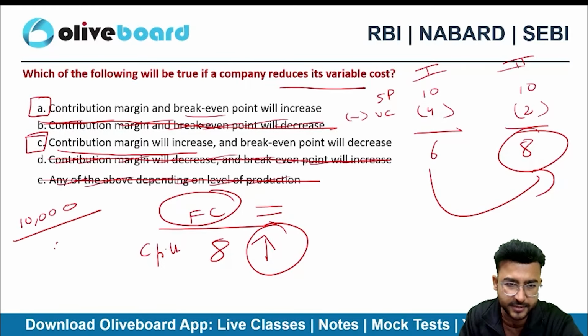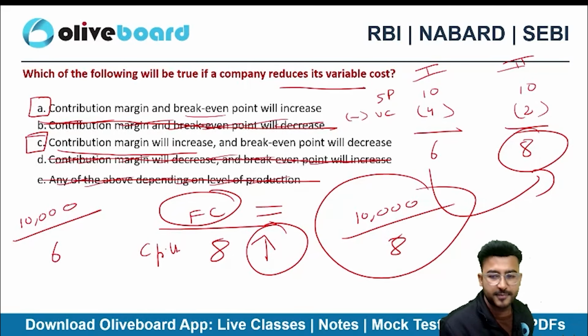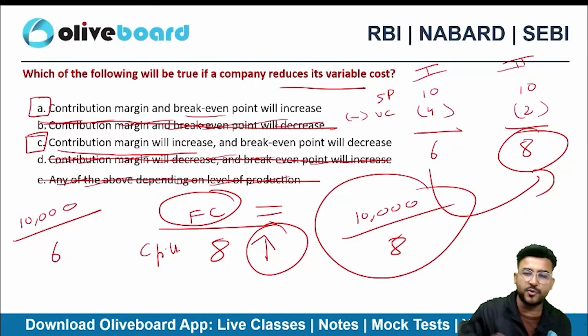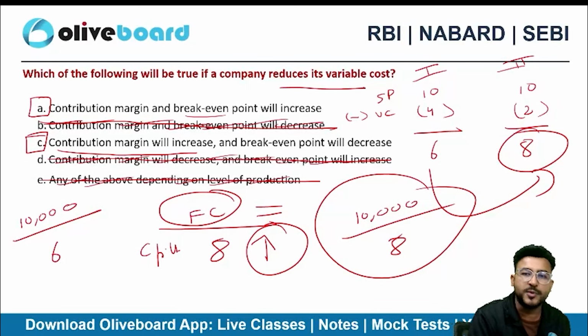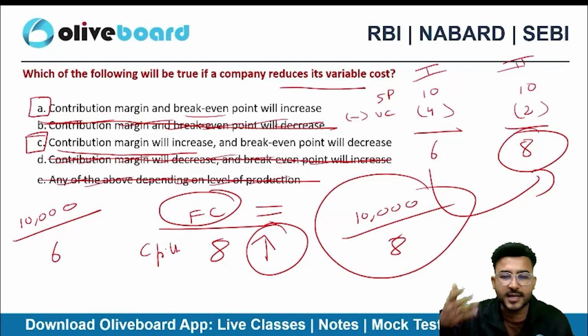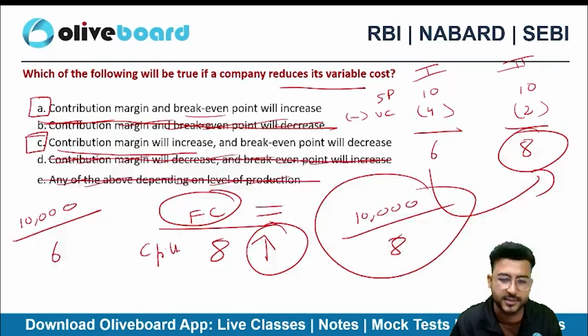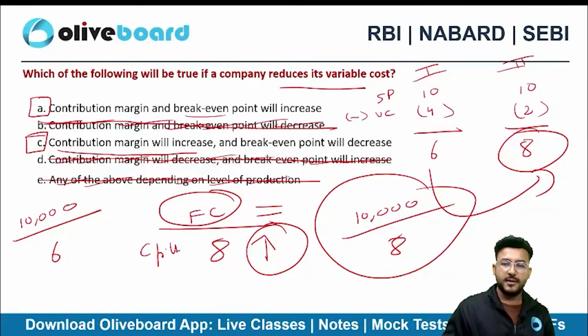So 10,000 डिवाइडेड बाय 6 करके देखो, 10,000 डिवाइडेड बाय 8 करके देखो, ये वाला आंसर कम आएगा. ऑब्वियसली बात है, दूसरा वाला कम ही आएगा. क्यों? क्योंकि आपने कंट्रीब्यूशन बढ़ा दिया. कंट्रीब्यूशन आपके फिक्स कॉस्ट को भी तो कंट्रीब्यूट कर रहा है, तो हायर द कंट्रीब्यूशन, लोअर विल बी द ब्रेक इवन पॉइंट, क्योंकि आप बहुत जल्दी रिकवर कर जाओगे ब्रेक इवन पे.